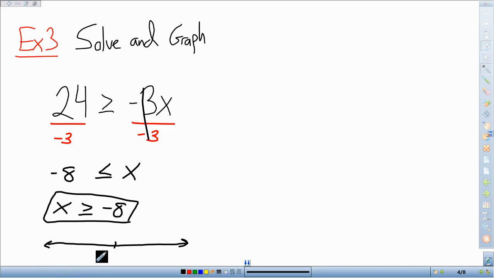All right, so on our graph, we have negative 8 here. Just remember, if I'm getting numbers larger than negative 8, that'd be negative 7, negative 6, making my way to 0 and then into the positives. Over here, a smaller negative, or I guess a bigger negative is maybe the way of thinking of it, negative 9, negative 10. Equal to symbol, so closed dot, greater than goes to the right.